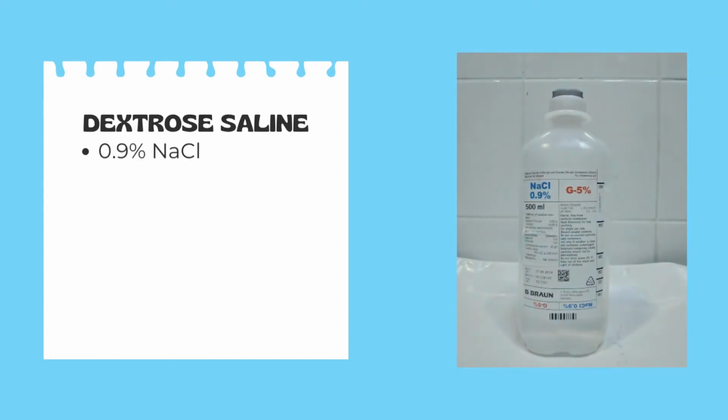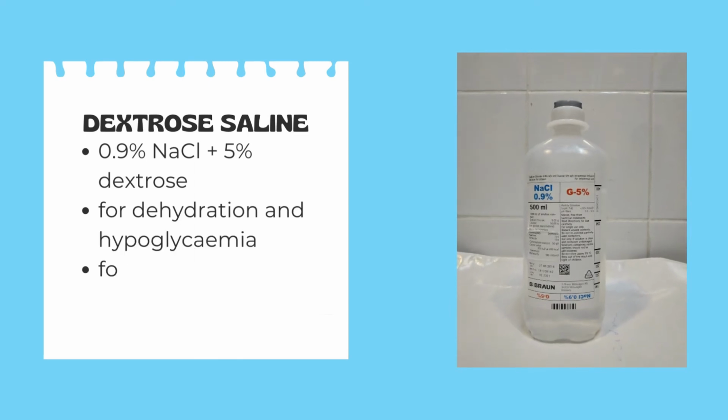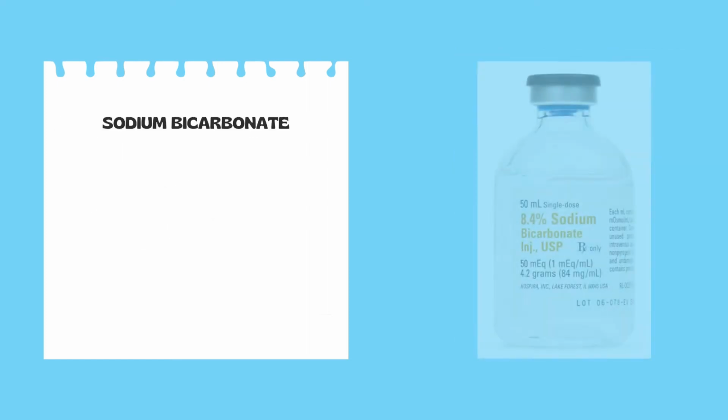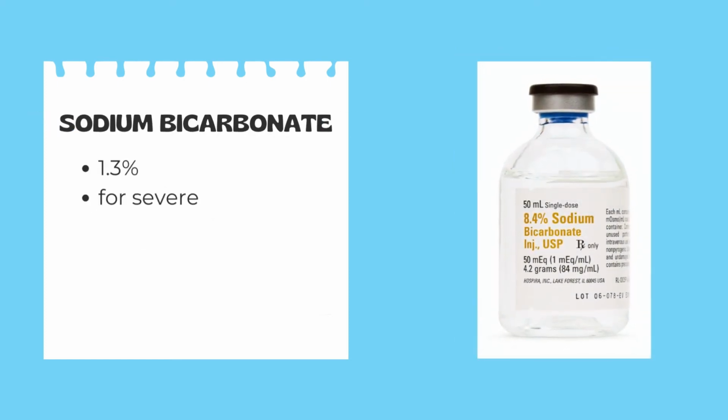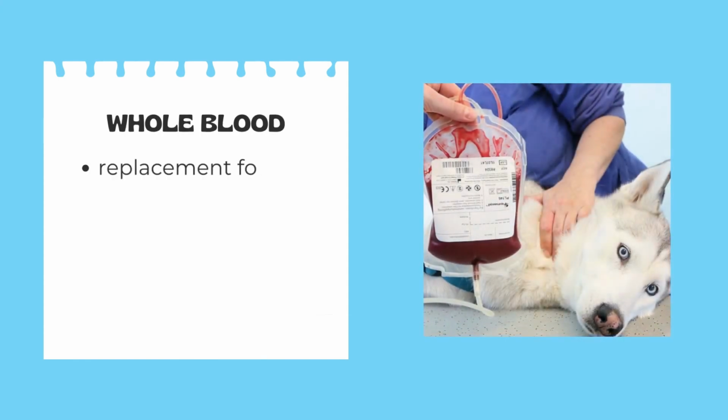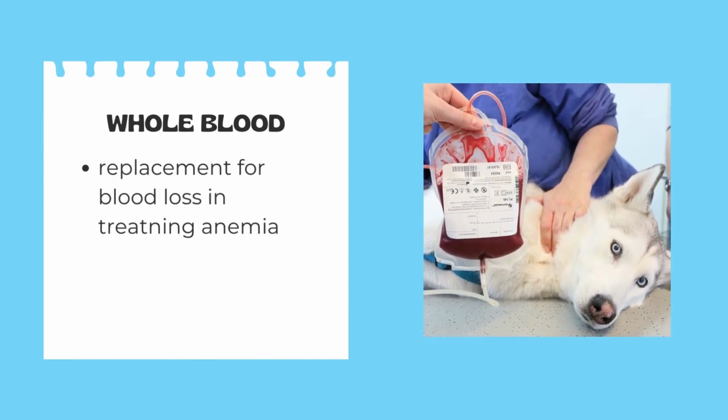Next is dextrose saline, which contains 0.9% sodium chloride and 5% dextrose. It is used for dehydration, hypoglycemia, and vomiting. Next is sodium bicarbonate, which is most commonly used for severe acidosis. Next is the whole blood, or the blood transfusion, used in treating anemia.